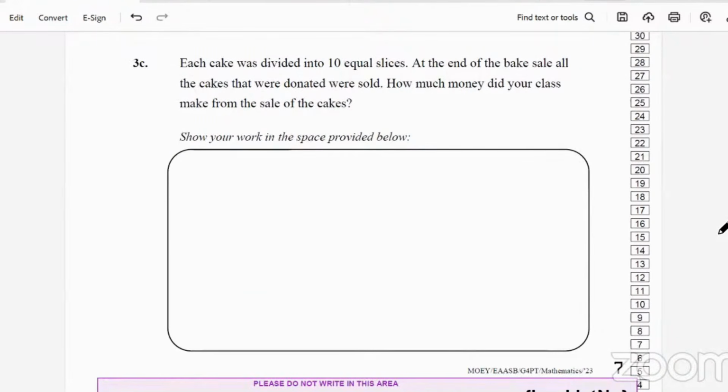All right, 3C says each cake was divided into 10 equal parts. At the end of the bake sale, all the cakes that were donated were sold. How much money did your class make from the sale of cakes? So we're going to have to find out how many cakes were donated. All the cakes were sold, but each cake was divided into 10 equal slices. So how many different slices did we have, and how much money did we make? How much was the cost of each slice of cake?